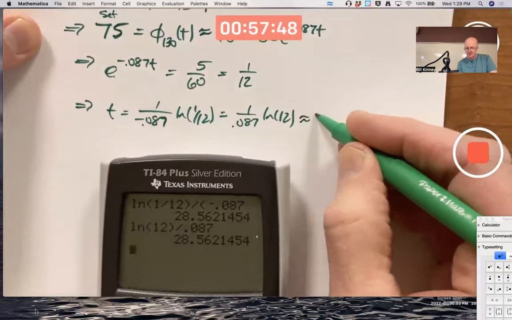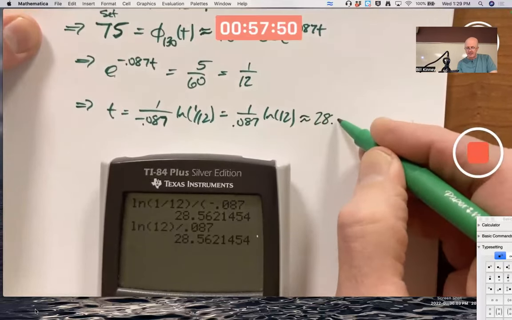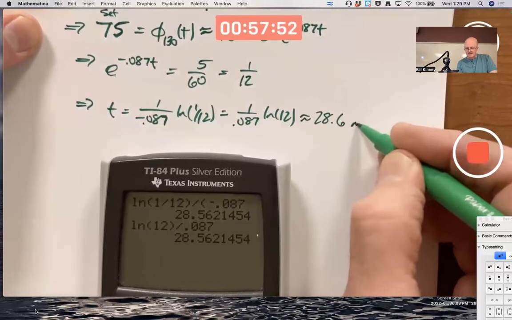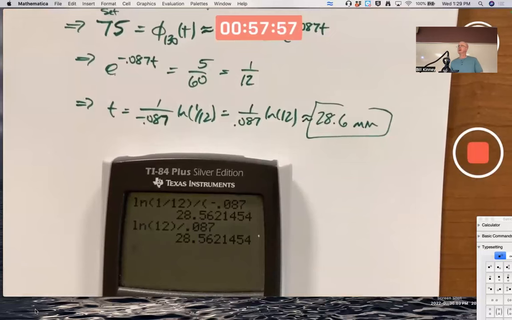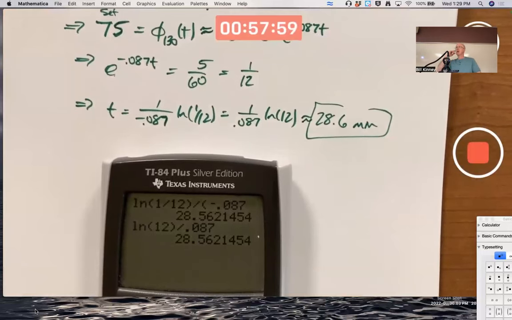About 28.6 minutes after time zero, after being 130 degrees. Of course, if you measured it to be 125 degrees after 1 minute, then you'd have to wait another 27.6 minutes.